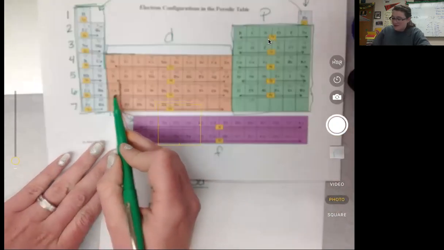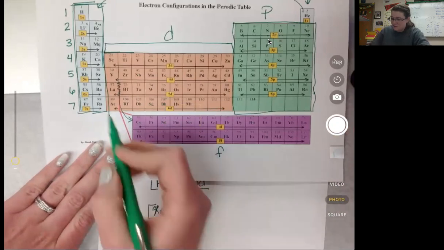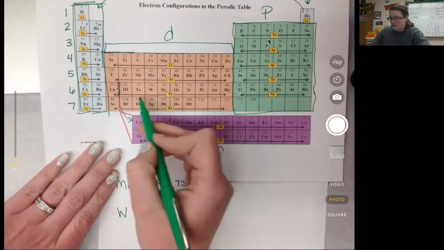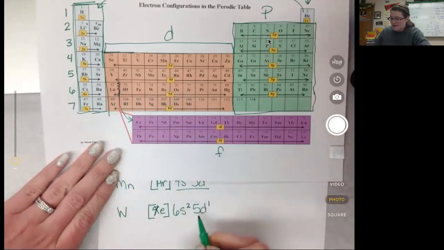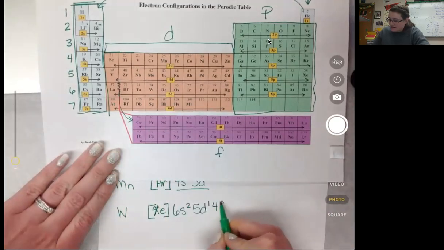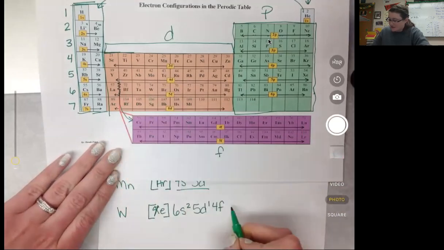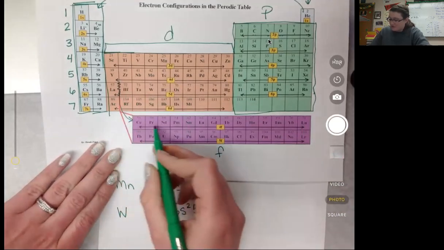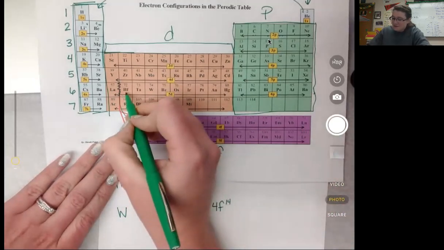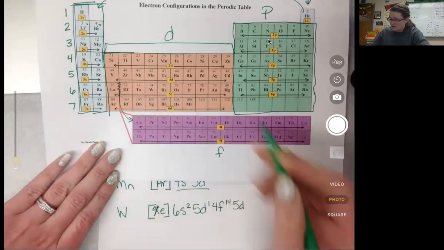And then, ooh, 5d1, because it puts 1 in that 5d. This is a little bit confusing. If you grouped it all together later, it would be okay. And so then it jumps down and it fills 4f, and it goes all the way through this because this is 71 and I have to get back up here. And so it puts 14 in there. 1, 2, 3, 4, 5, 6, 7, 8, 9, 10, 11, 12, 13, 14. And then it jumps back up and it fills in 5d again, and it puts in 1, 2, 3.